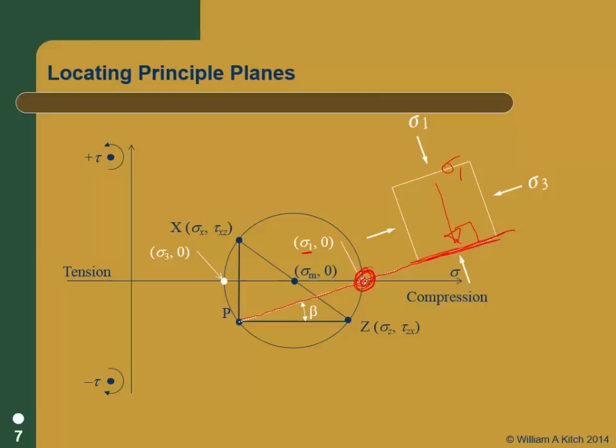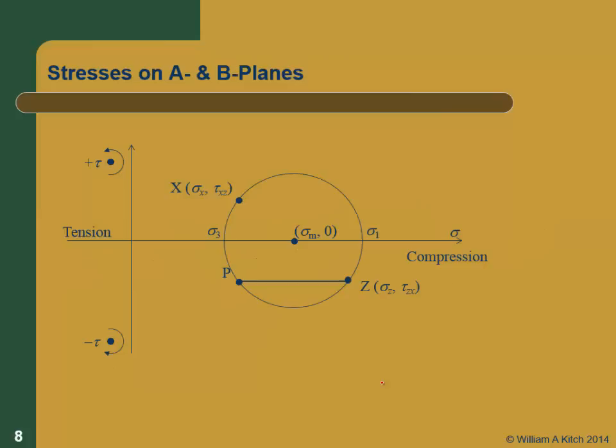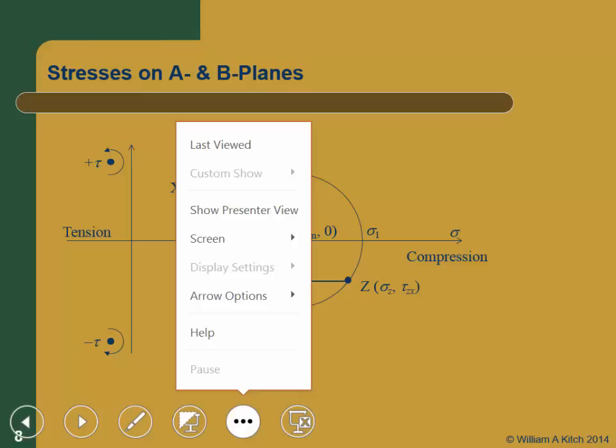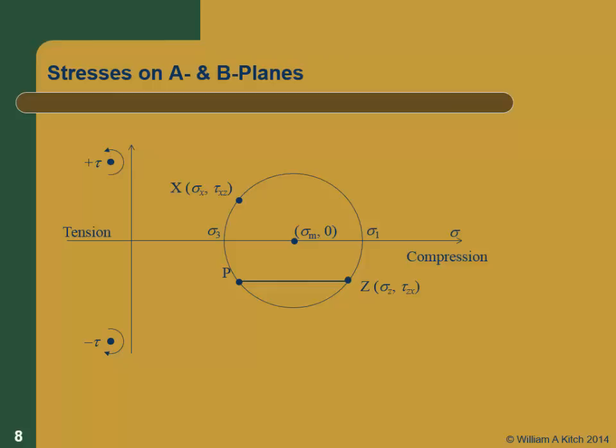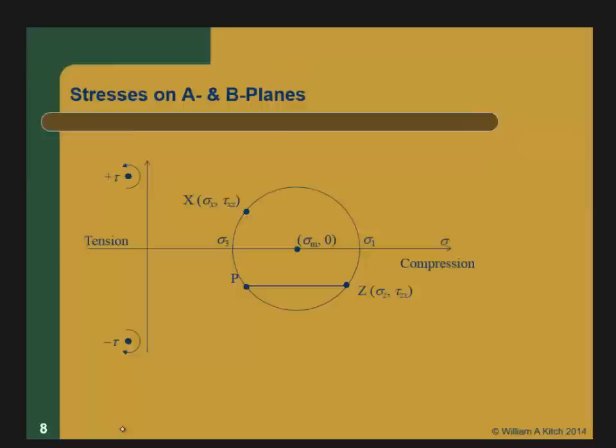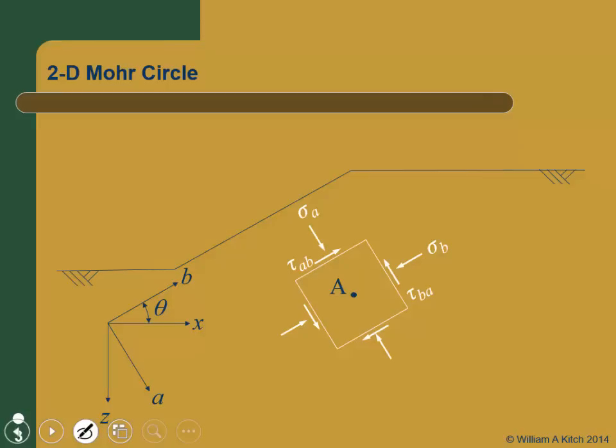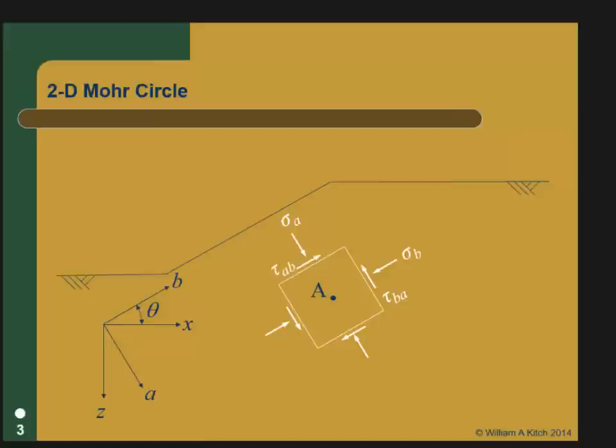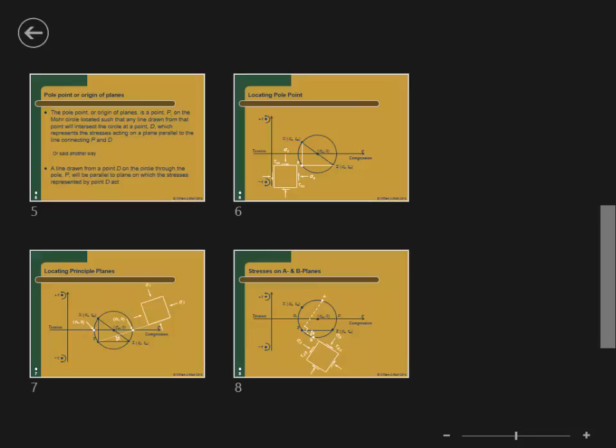Okay, now, let's talk about an arbitrary plane. Remember, what we were really interested in was the stresses on the AB plane, right? The principal stresses are important, we know why they are important, but what we're really interested in is what's going on on the AB plane. So how do we do that?